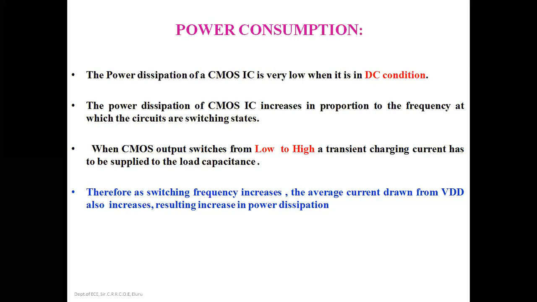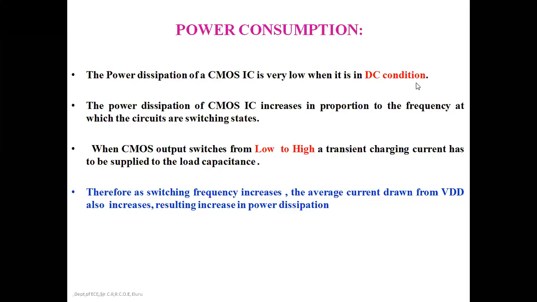When the input is at a fixed state and the corresponding output is also at a fixed state, under that condition the power dissipation or power consumption of the CMOS device is referred to as the DC condition. Simply, it is when the output is at a fixed state. The power dissipation of the CMOS IC when the output of the CMOS device is at a fixed state is referred to as the DC condition.